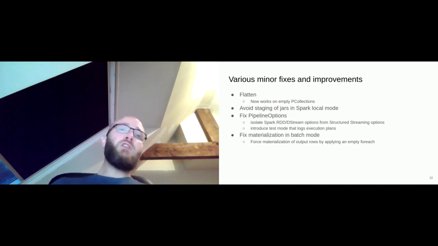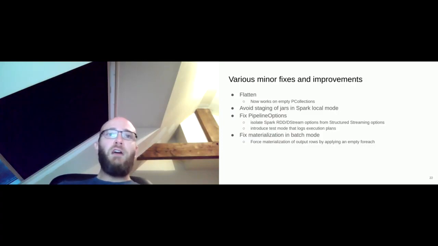And we introduced the test mode that you saw in the previous slides. The log that you saw is the test mode output for the execution plans of Spark. And we also fixed the materialization in batch mode, because at the end, Spark needs to materialize data, and for that, it needs to apply an action to the output dataset. So in batch, we chose to apply the foreach.